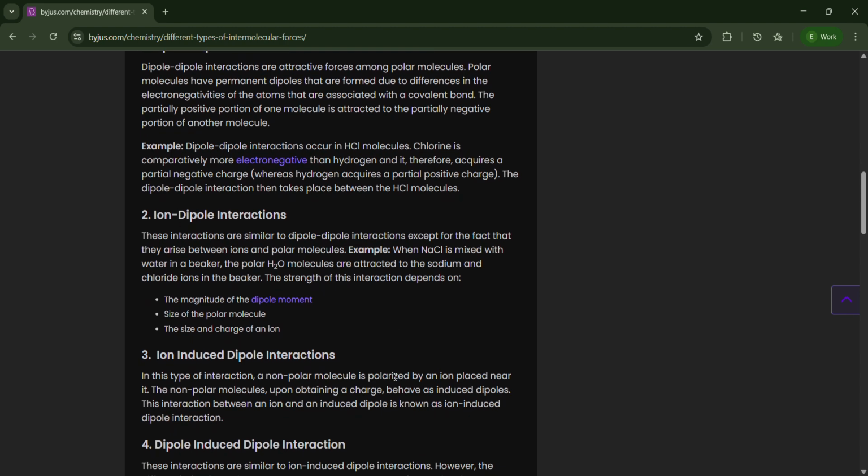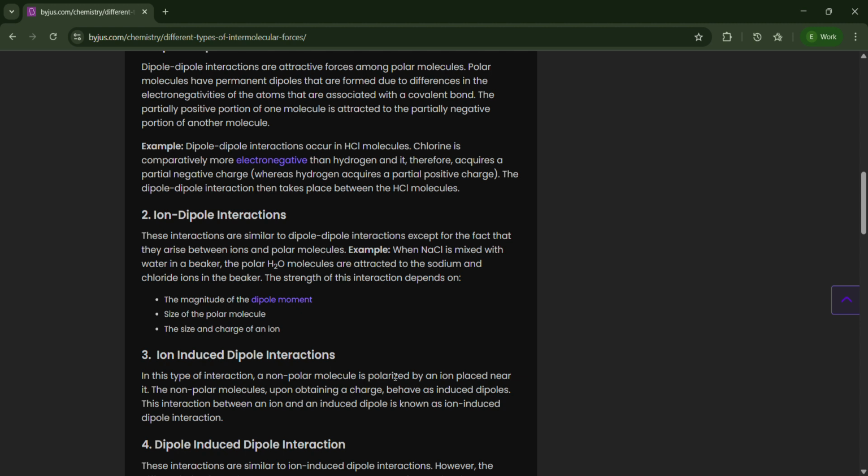Ion-dipole interactions. These interactions are similar to dipole-dipole, except for the fact that they arise between ions and polar molecules. So these occur between an ion and a polar molecule. For example, when NaCl is mixed with water in a beaker. Here NaCl will provide the ions and the polar molecule will be water. In water, the H2O molecules are attracted to the sodium and chloride ions in the beaker.